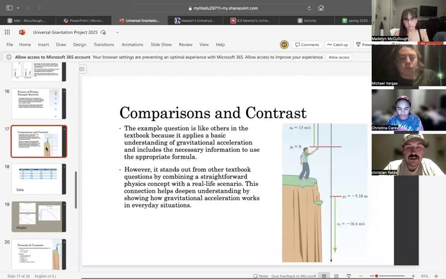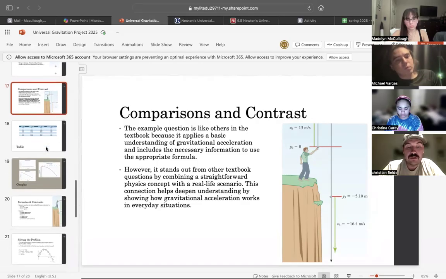4.4, comparisons and contrast. The example is like other problems in the textbook because it is a basic concept of gravity on Earth. It differs from the textbook because it's combined into a real-life scenario. It was meant to make the concept more applicable to the student.